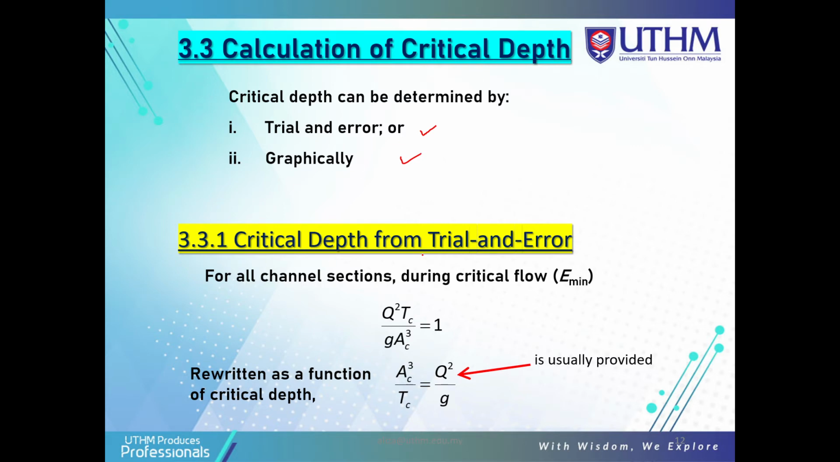Now we look at the critical depth by trial and error for all sections, so you must remember this one. During critical flow with E minimum, we use this formula for all sections. We rewrite it as a function, and this is the formula to get the critical depth for all sections.